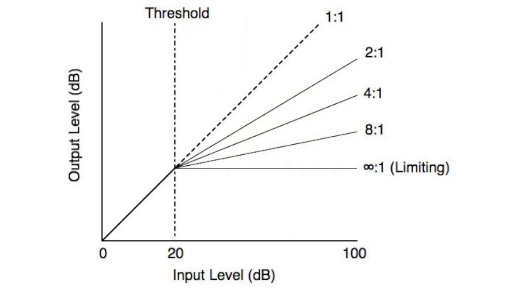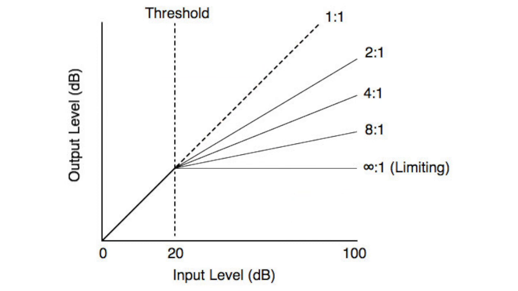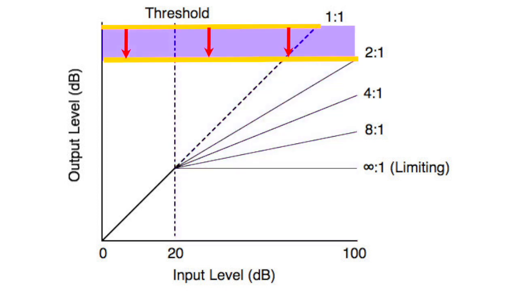If you take a look at the graph, you can see that with a 1:1 ratio, nothing is happening. No compression or limiting is happening, and the output level is the same as the input level. As we go to 2:1, the signal above the threshold is getting attenuated a small amount, and the output level is slightly lower.